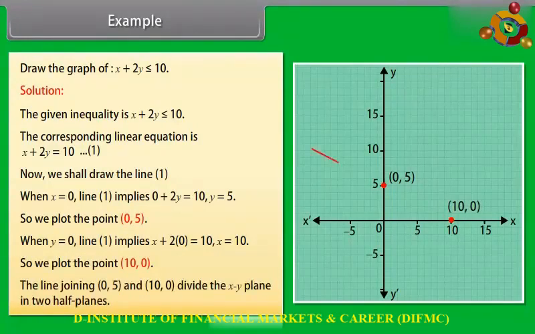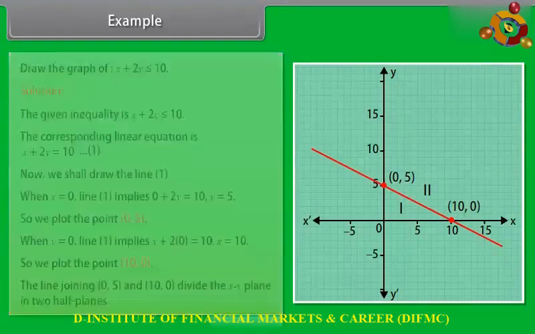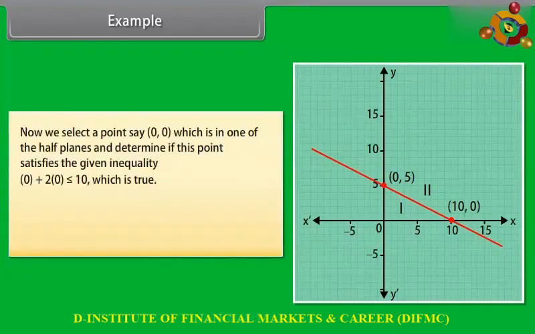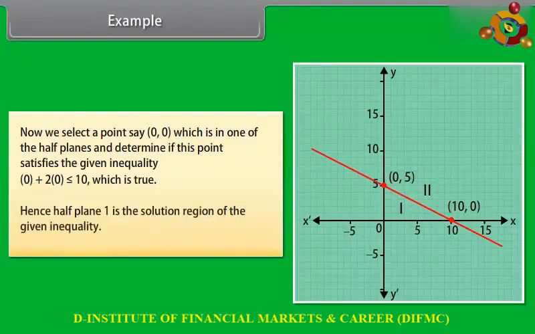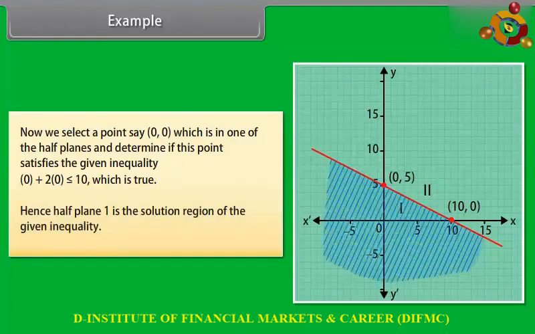The line joining 0, 5 and 10, 0 divides the xy plane into two half planes. Now we select a point, say 0, 0, which is in one of the half planes, and determine if this point satisfies the given inequality. 0 plus 2 into 0 is less than or equal to 10, which is true. Hence, half plane 1 is the solution region of the given inequality.